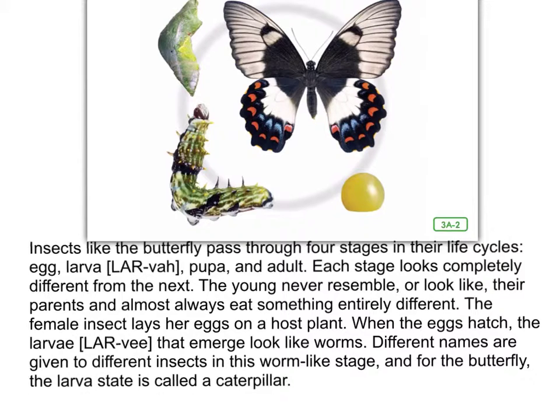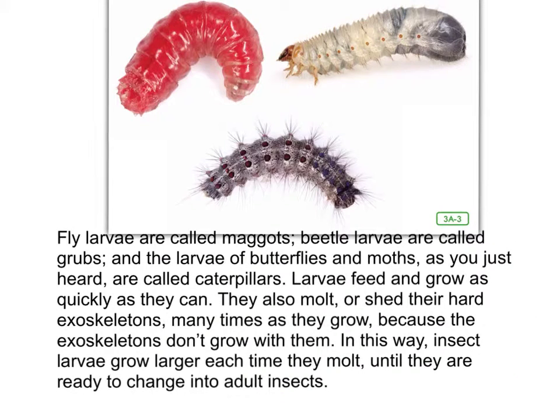The female insect lays her eggs on a host plant. When the eggs hatch, the larvae that emerge look like worms. Different names are given to different insects in this worm-like stage. For the butterfly, the larva stage is called a caterpillar. Fly larvae are called maggots. Beetle larvae are called grubs, and the larvae of butterflies and moths, as you just heard, are called caterpillars.